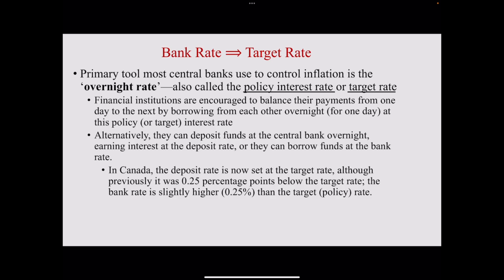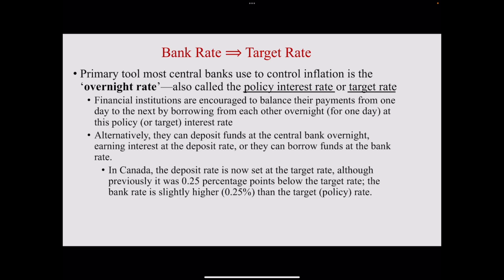So what is the target rate or the policy interest rate? Financial institutions are encouraged to balance their payments from one day to the next by borrowing from each other overnight, for one day, in other words, at this policy or target interest rate. Alternatively, they can deposit funds, if they have extra funds, at the central bank overnight, earning interest at the deposit rate, or they can borrow funds from the bank at the bank rate.